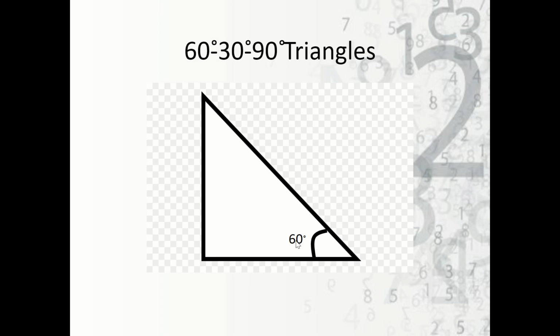Now, if we know that this one's 60 and this one's 30, then this one's obviously 90. So the side opposite of here should be square root of 3. Side opposite of here should be 1. And this side should be 2. So that's how this would work with a 60-30-90 triangle.